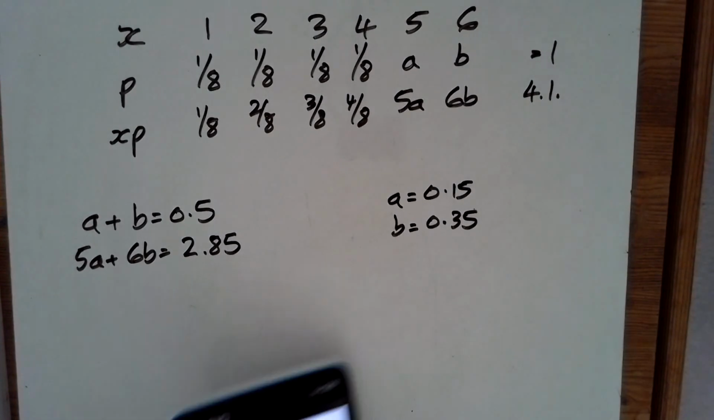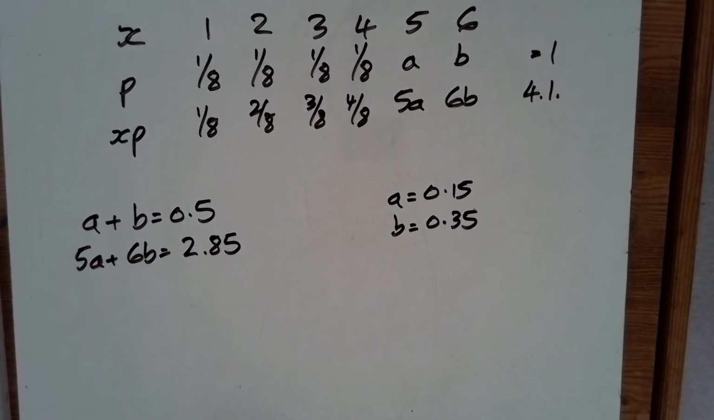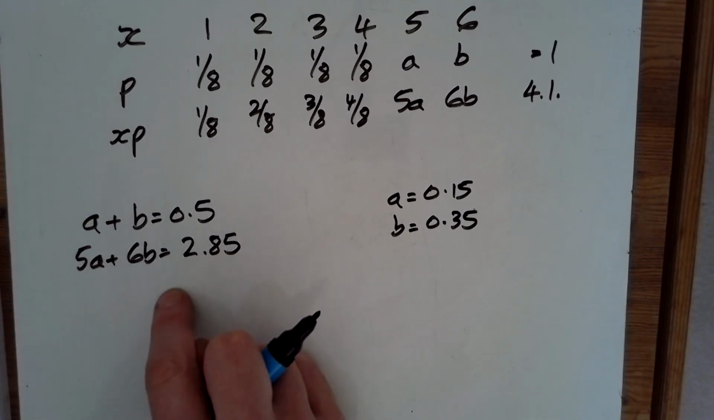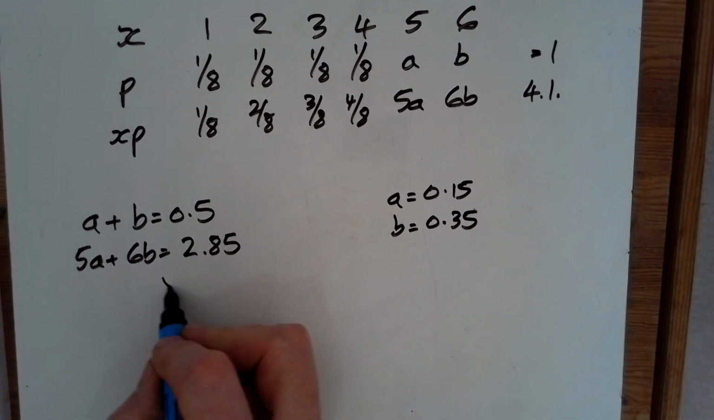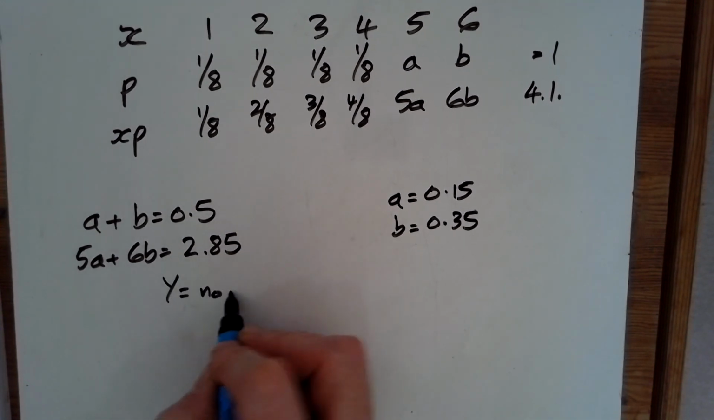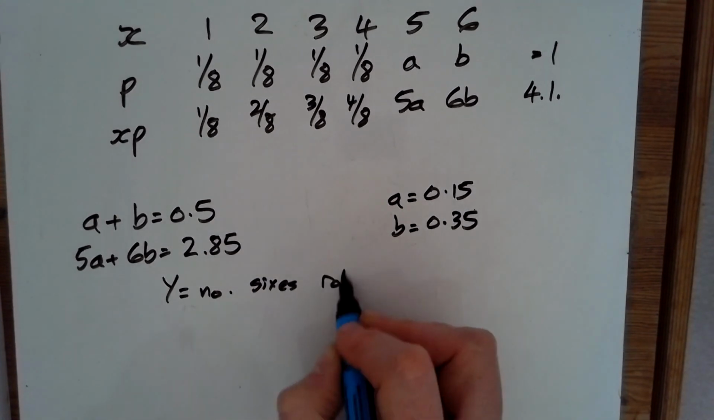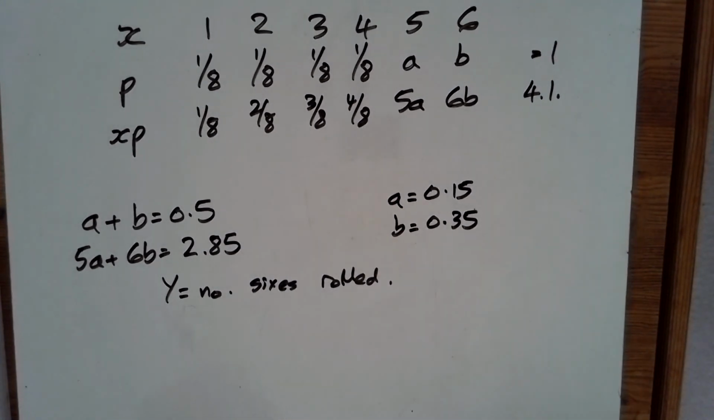There's a second part to this one, isn't there? The dice is rolled 10 times. Calculate the probability that the dice lies on a 6 at least 3 times. So have you studied binomial distributions yet? So X, I can't use another X, can I? So let's use Y. Y equals the number of 6s obtained. The numbers of 6s rolled.